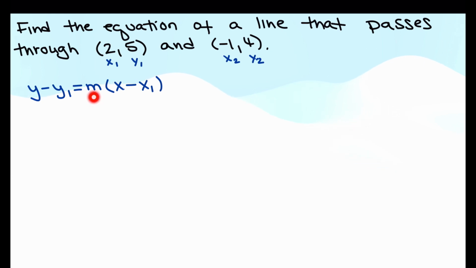That means I'm going to have to compute the slope. I'm going to have to plug something in for m, and I'm going to have to plug something in for x1, y1. In this problem, they gave us 2 points.